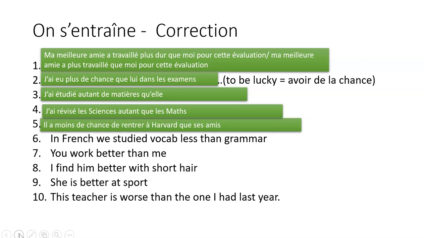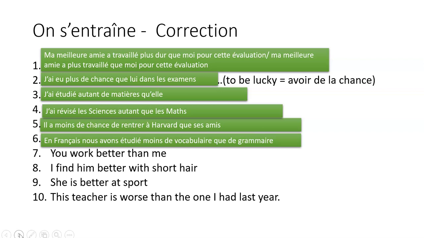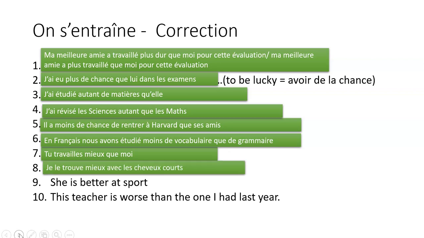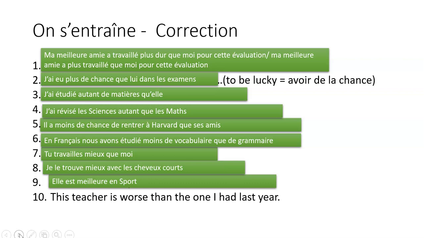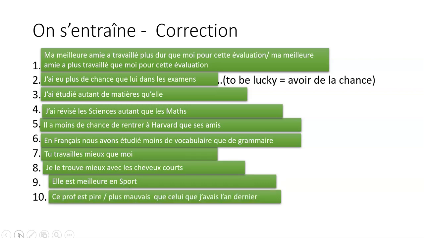Okay. He's likely, il a moins de chances de rentrer à Harvard que ses amis. He's less likely to get into Harvard than his friends. Numéro 6, en français, nous avons étudié moins de vocabulaire que de grammaire. Tu travailles mieux que moi. Je le trouve mieux avec les cheveux courts. Elle est meilleure en sport. Ce prof est pire ou plus mauvais que celui que j'avais l'an dernier.